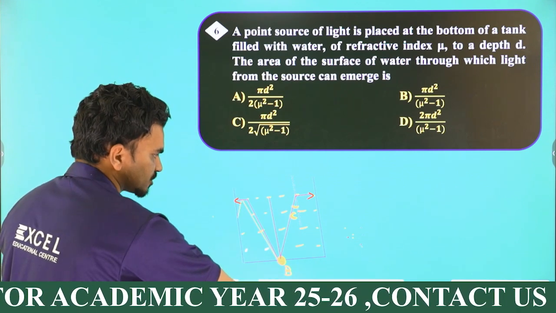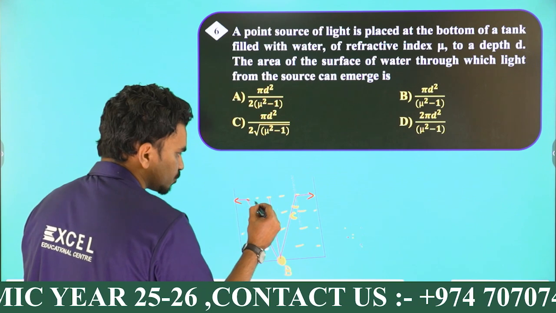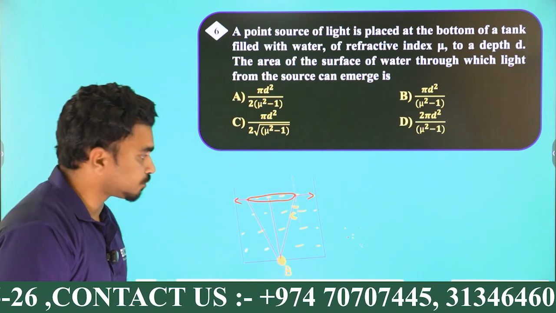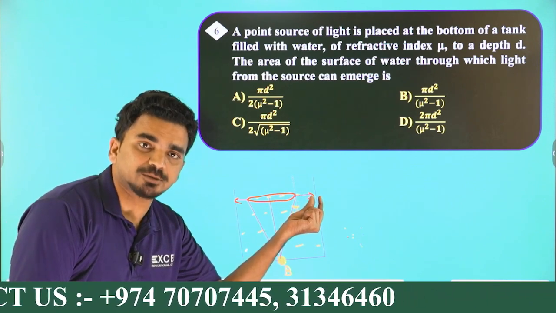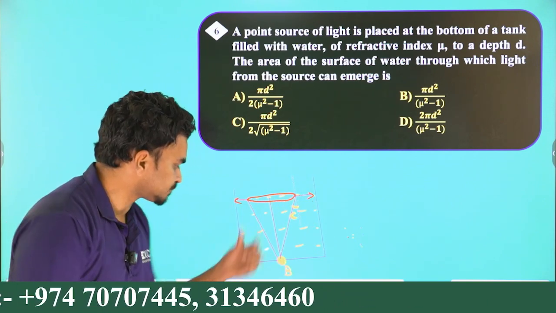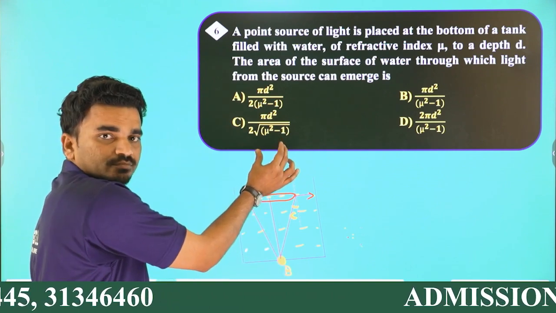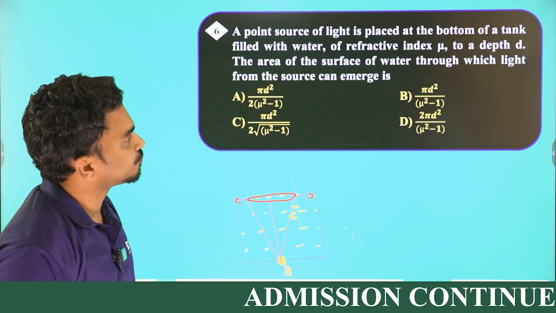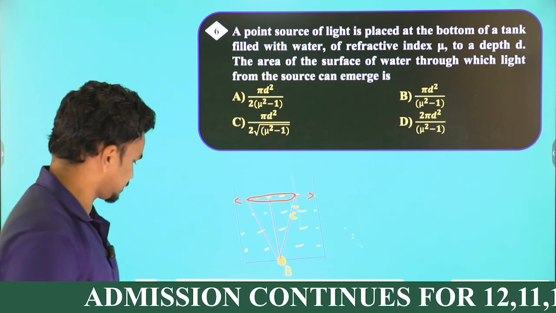So a person looking from outside sees the light only through the circular face. What about the rest of the light rays? Reflected back. So that corresponding side will be dark. Here it will be dark. So the observer will see the light rays through the cone, coming from a circle. The question is asking, find out the area of the circular face.